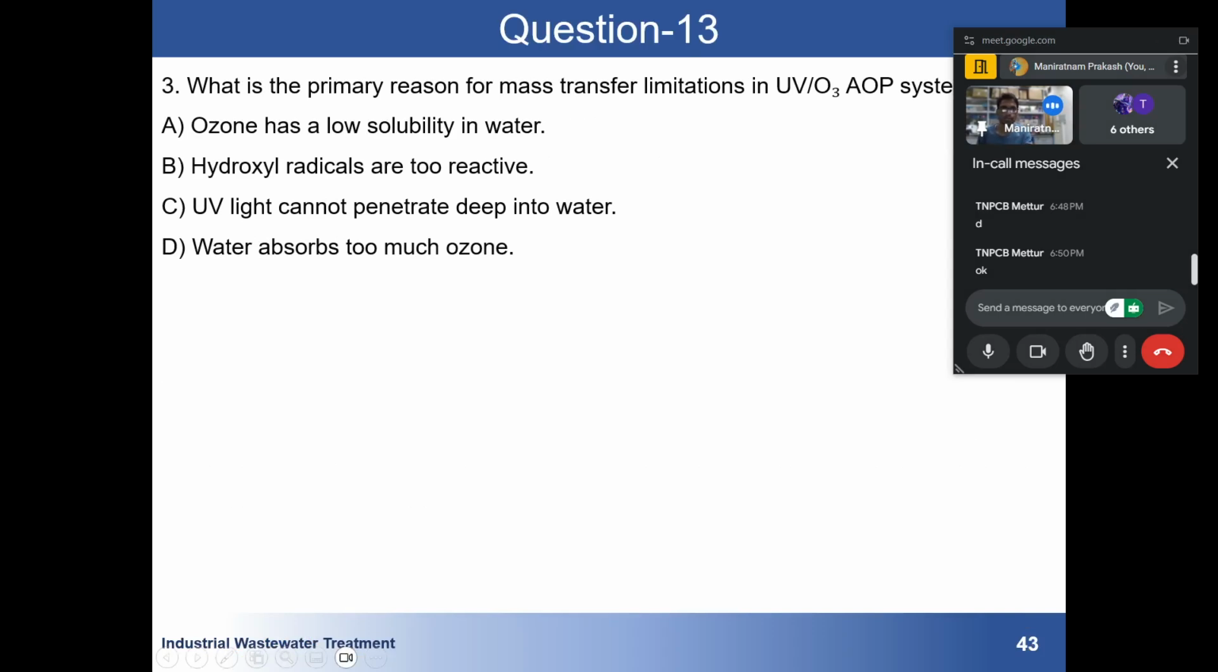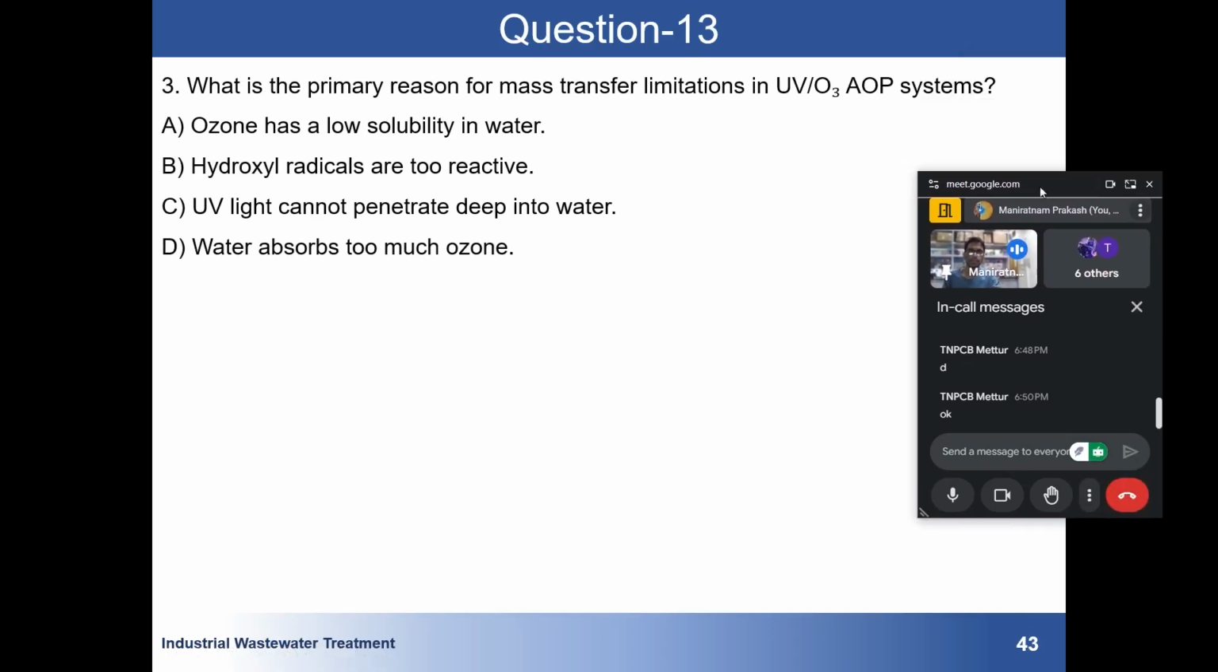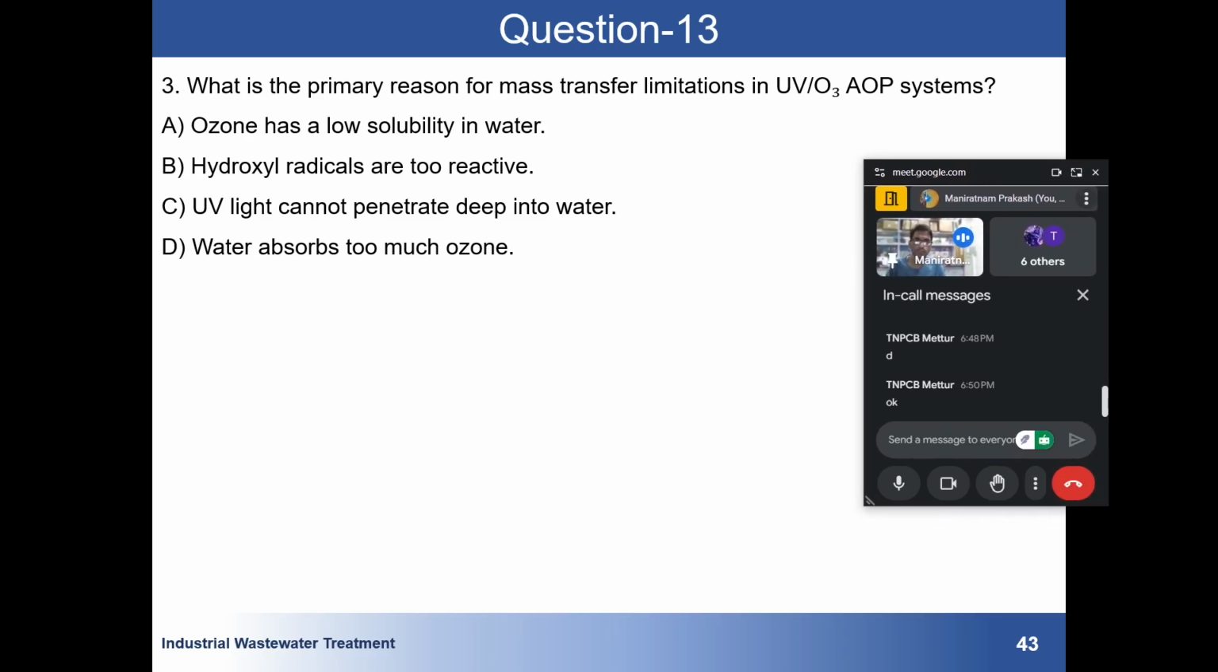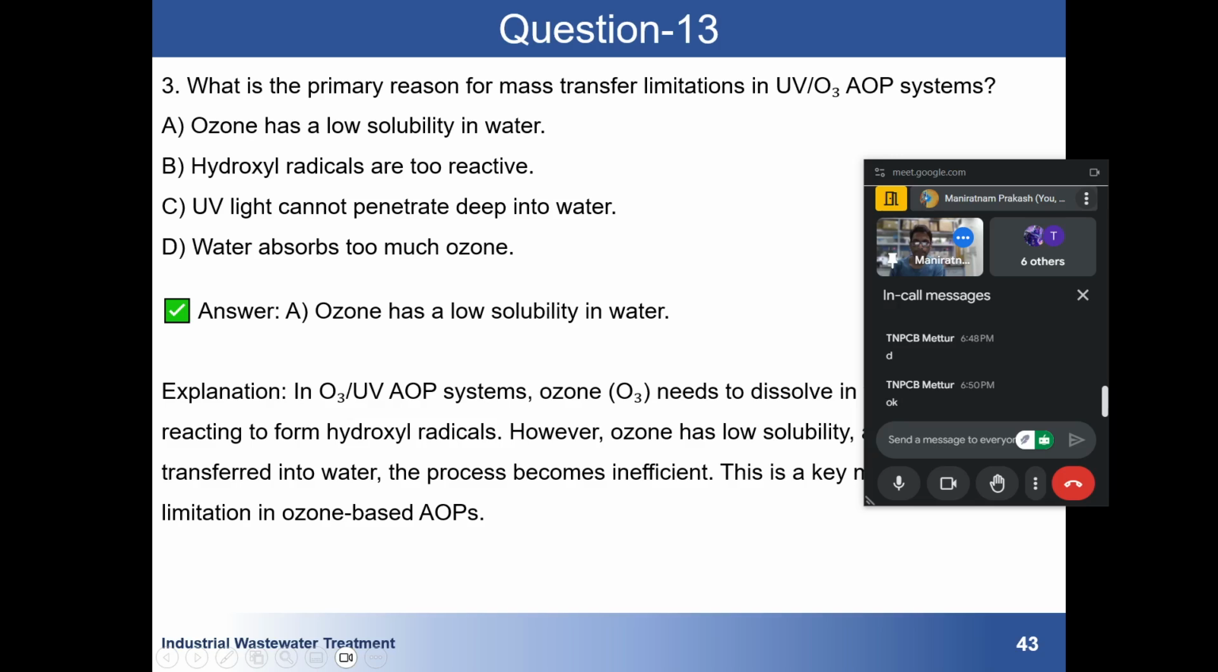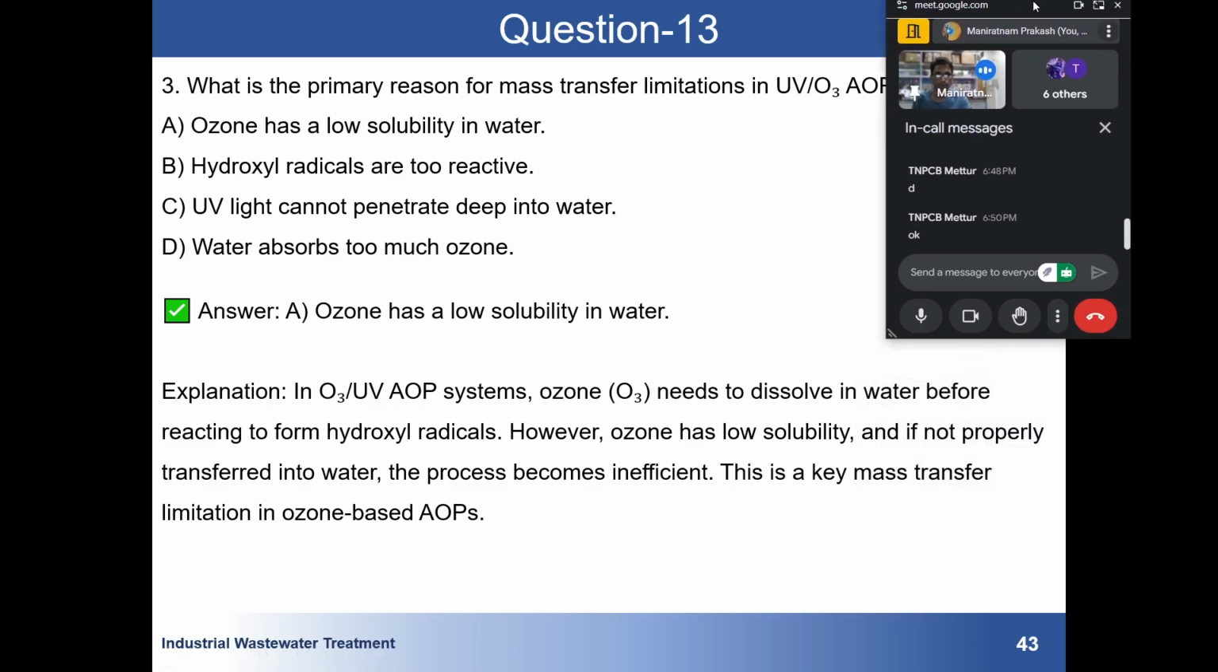Question number 13. What is the primary reason for mass transfer limitation in UV/ozone based AOP, that is ozone based radicals? This thing has been discussed with you. The answer is that ozone has low solubility in water.